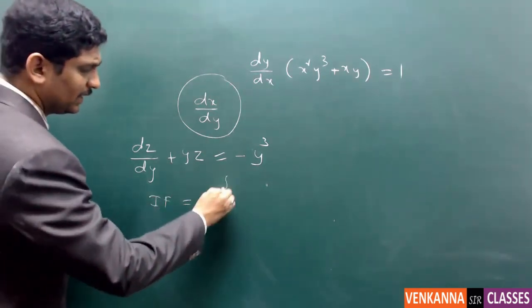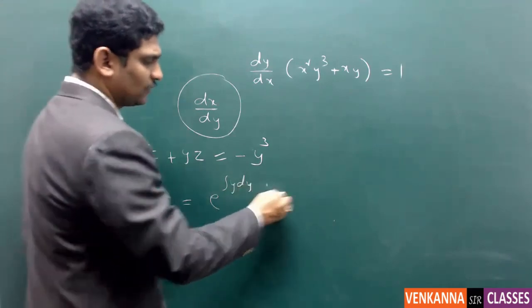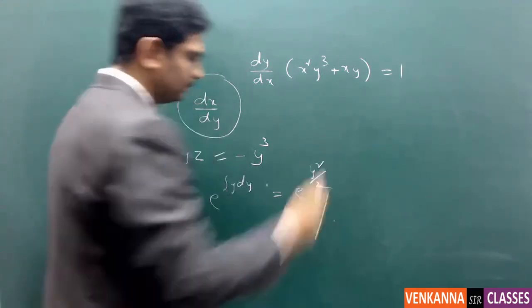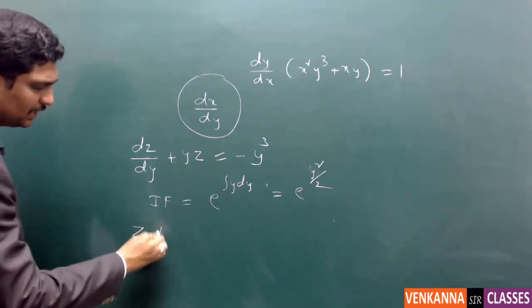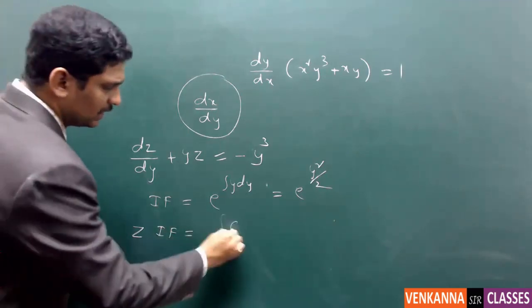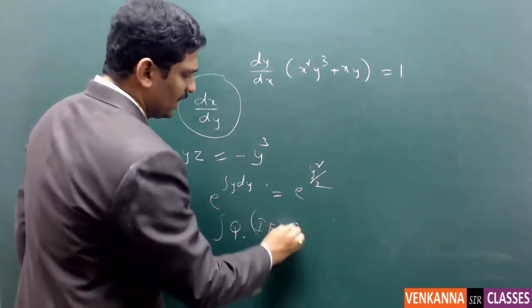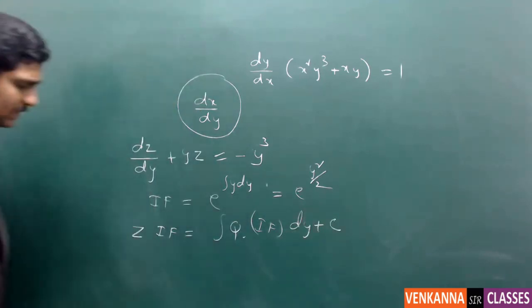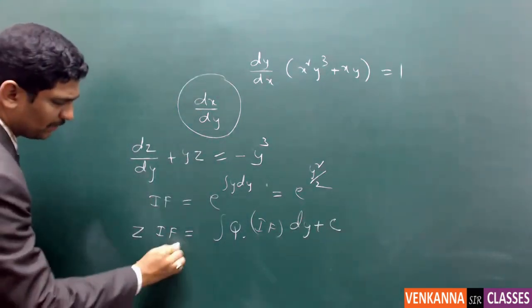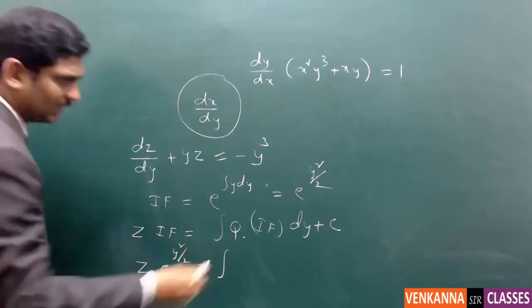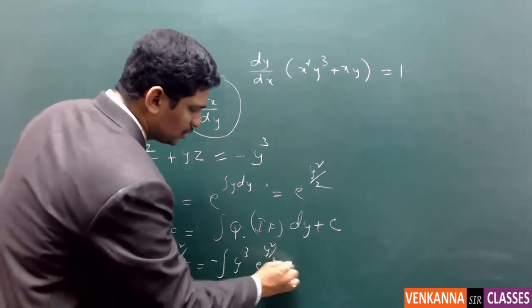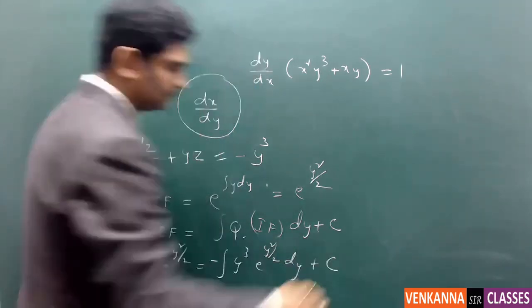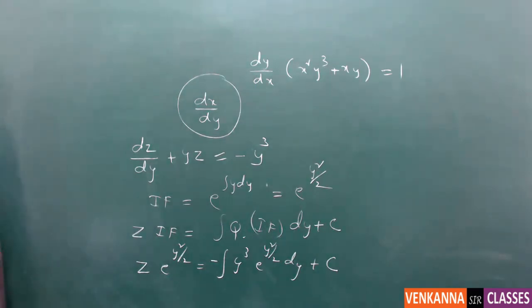so e power integral y dy is equal to e power y square by 2. And coming to general solution, z into integrating factor equals to integral q into integrating factor dy plus c. So it is z into e power y square by 2 equals to integral minus y cube into e power y square by 2 dy plus c. Now I want recommendations from your side how to evaluate the integral.